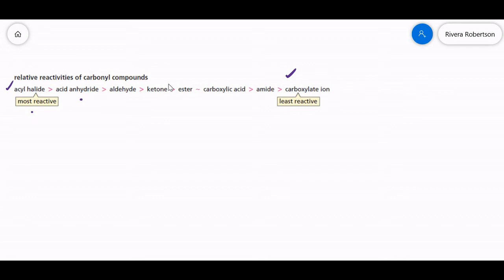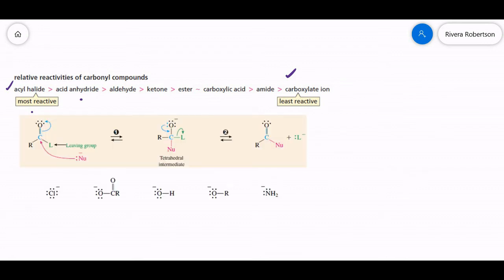So, it means I cannot easily produce, for example, an acyl halide from an amide. That is difficult to happen, because we follow a reactivity series. Now, the reactions of your carboxylic acid derivatives follow substitution reactions, unlike your ketone and aldehyde, which undergo addition.